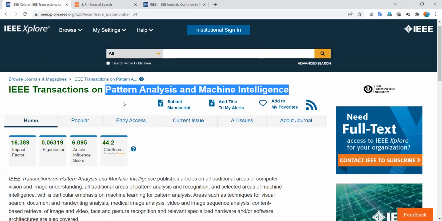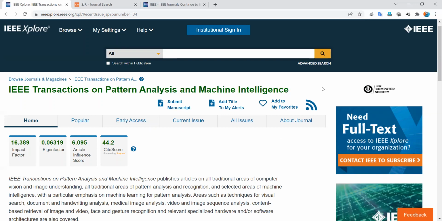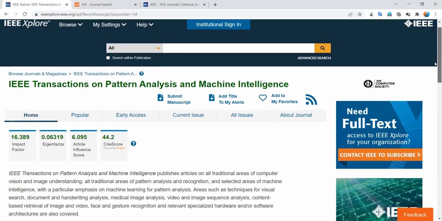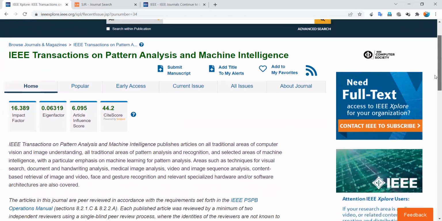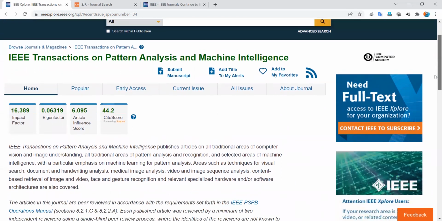But it should not be that only a very small portion of your research is related to pattern analysis and machine intelligence. If the majority of your research focus is on pattern analysis and machine intelligence, I think this journal, or any journal focusing on pattern analysis, is a suitable choice for you.